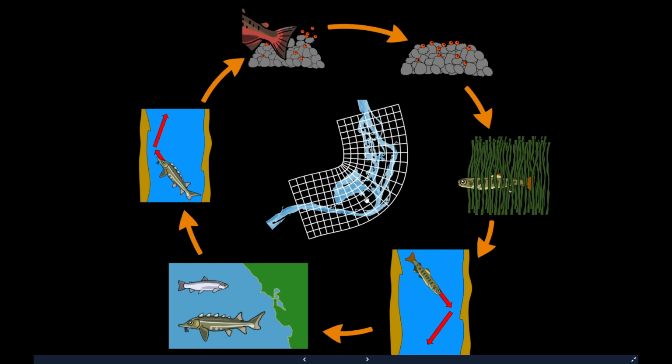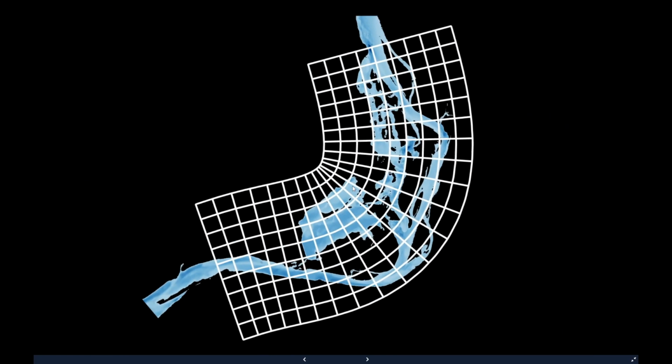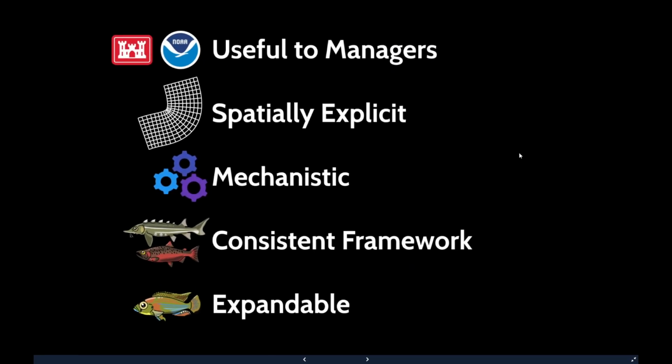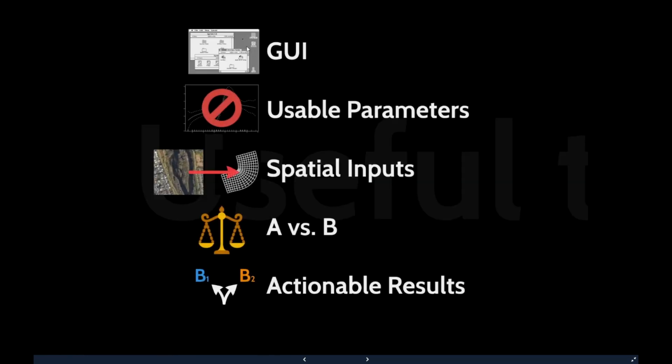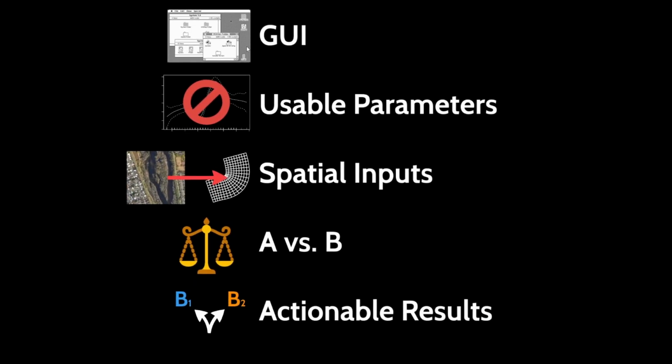Let's begin by talking about the general modeling philosophy first of all. So we'll go into the middle here. So first and foremost, the model is designed in concert with the Army Corps of Engineers and NOAA to be useful to managers. So let's look at what useful to managers means in this context. First of all, the model has a graphical user interface, so there's no command line typing unless a person wants to become sort of an advanced user and do that.